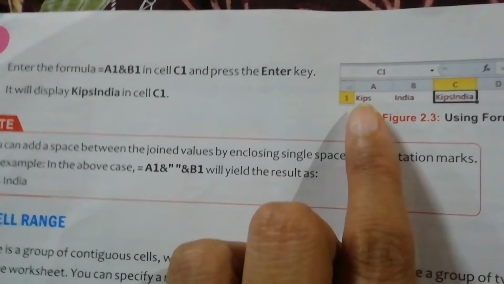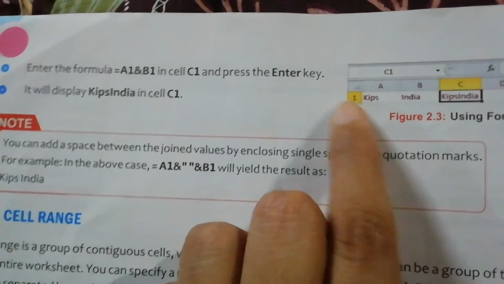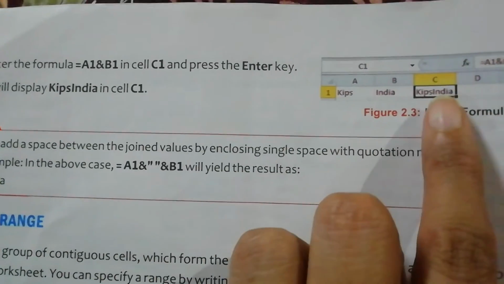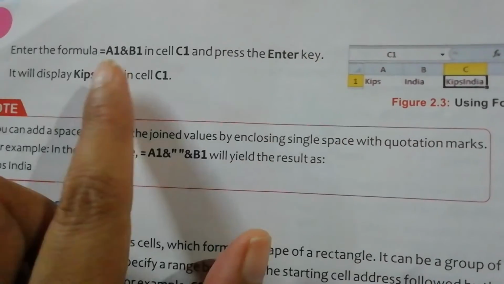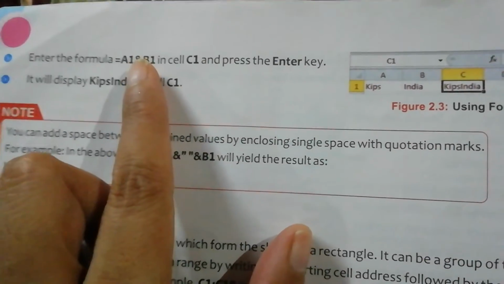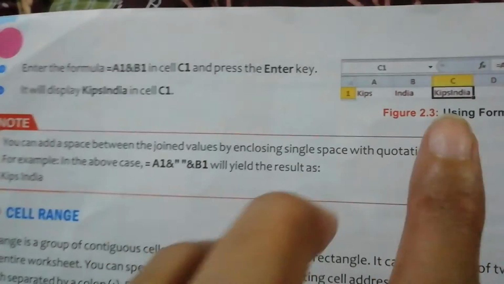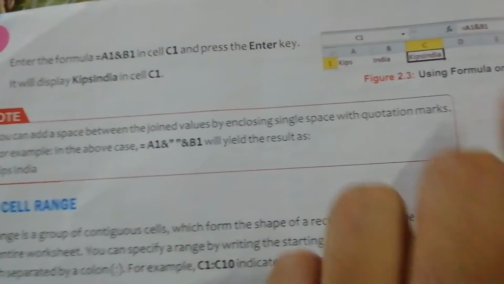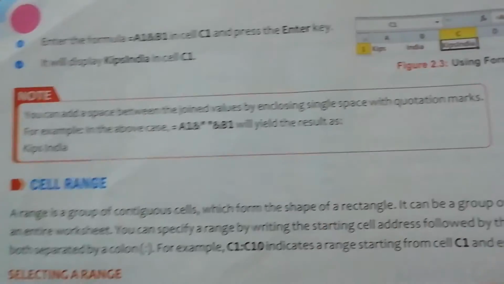So what is the value of A1? A1 is Kips. What is the value of B1? India. And here you will write equals to A1 concatenate B1, and just after pressing the enter key, this will show you Kips India. Clear? And they are together now.